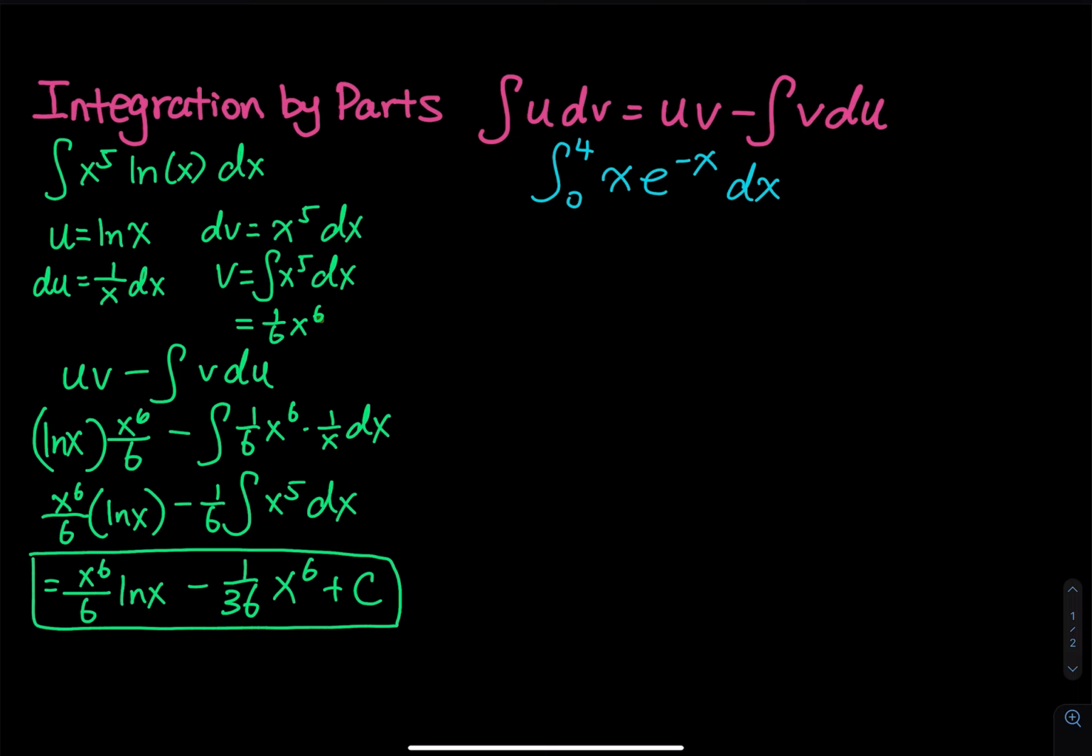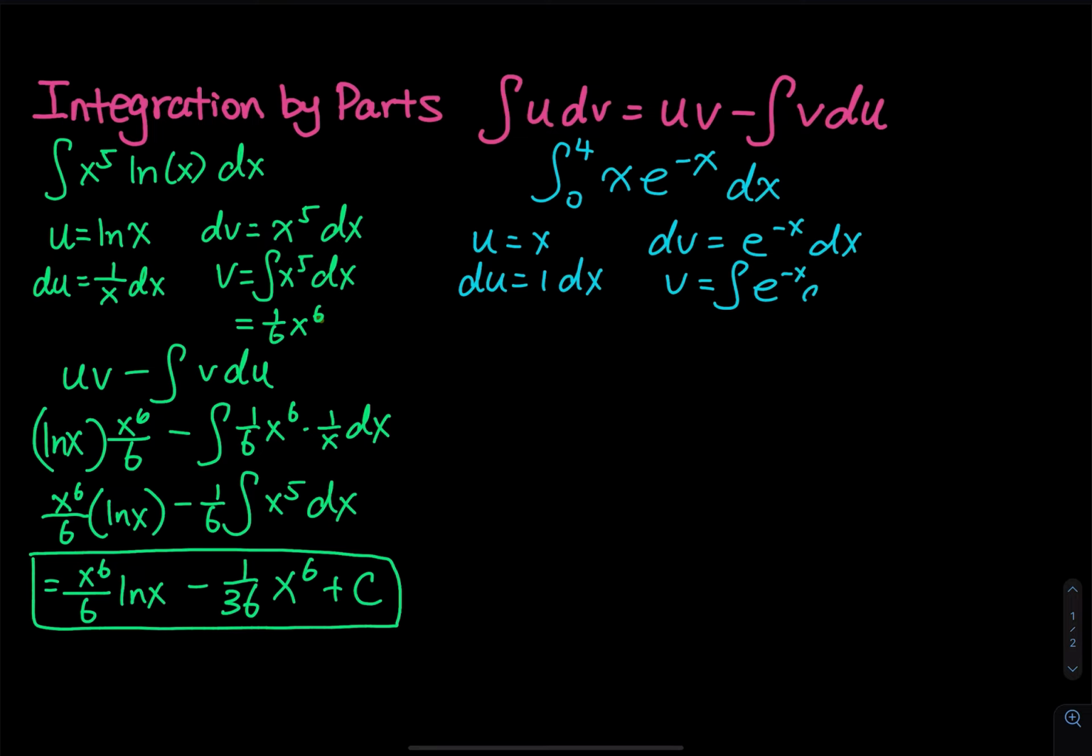So this one, I will just let u equal x and then du equals 1 dx, and then for v, I will just put the e to the x, so dv equals everything else, e to the negative x dx, and then v is equal to the integral of e to the negative x dx. Because to go from the derivative back to v, we have to integrate both sides. So what is that equal to?